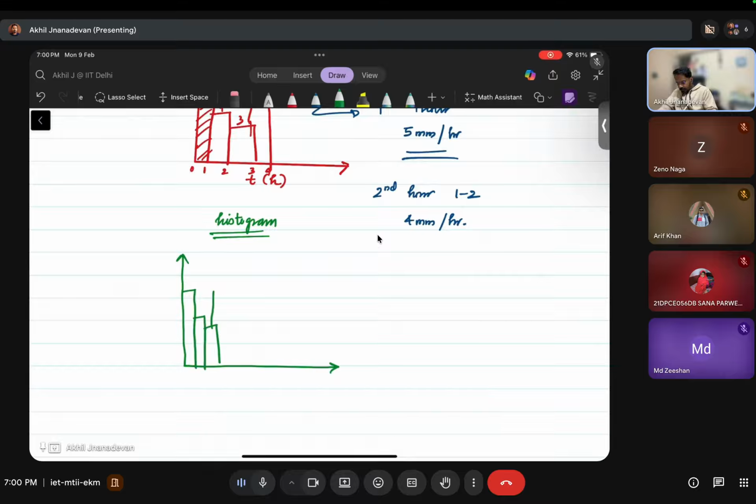Like here, continuous in the sense 0 to 1, 1 to 2, 2 to 3, 4. The y-axis is continuous. So this is something called a histogram.